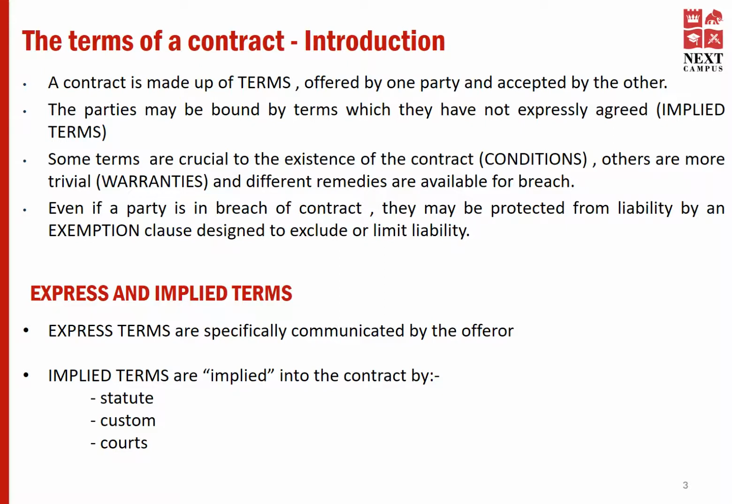So when you talk about terms, as I stated before, there are two sets of terms that can be identified in a contract. The first set of terms are called the express terms, which are specifically communicated by the offerer and then agreed and stated in the contract. Then we have the implied terms, which are such as statute, custom, and codes. So these implied terms are the terms by which the parties are bound but which are not expressly agreed within the contract discussion.